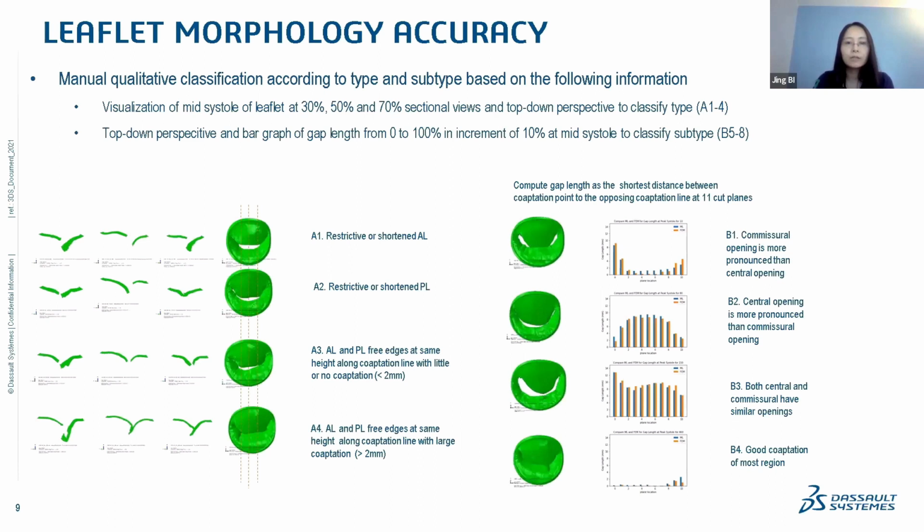We looked at leaflet top-down and also generated a bar graph of the gap length according to the entire line of coaptation at mid-systole at cut planes from 0% to 100% in increments of 10% to classify subtypes B5 to B8, which are quantitative indicators of how the leaflets come together locally. We performed the same classification for both finite elements and machine learning test predictions and compared the outputs to evaluate the accuracy of the leaflet morphology.